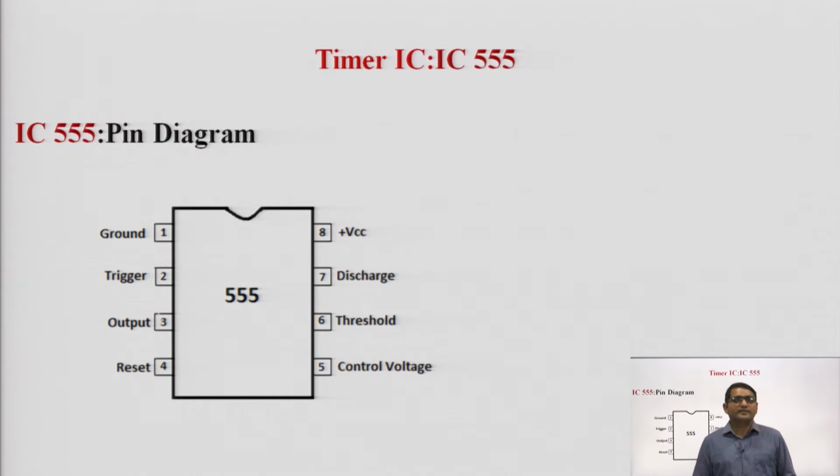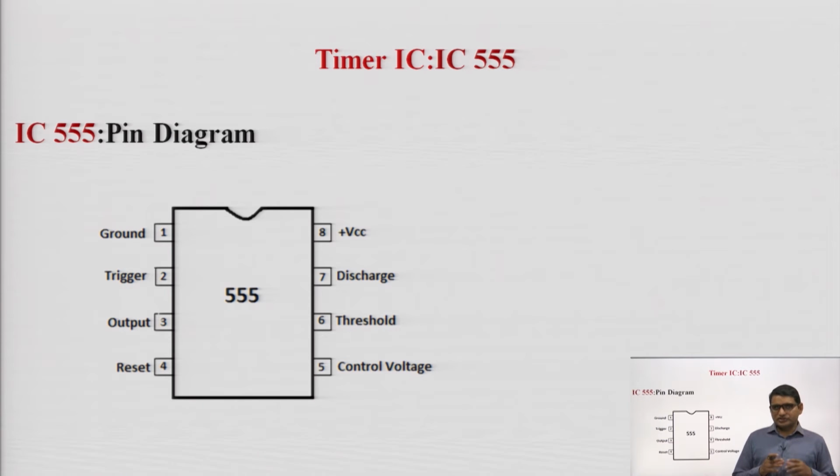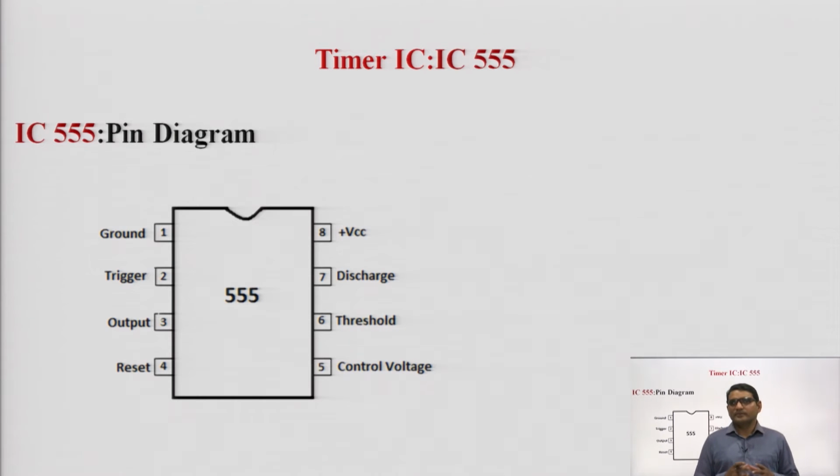Inside the 555 timer there are two analog comparators. One is defined as the threshold comparator, the second one is defined as the trigger comparator. Pin number 6 controls the threshold comparator, and pin number 2, which is defined as the trigger pin, controls the trigger comparator. Pin number 7 is discharge.